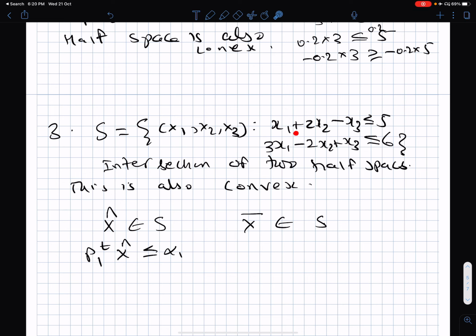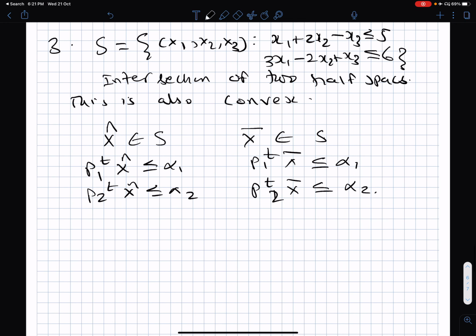The normal given by 1, 2 and minus 1 is P1, and the normal given by 3, minus 2 and 1 is P2. So I'll get P2 transpose x bar less than or equal to alpha 2, and not x bar, I'm sorry, x hat. And then x bar also, because it belongs to set S, is in the half space of the other hyperplane also. So P1 transpose this is also in this half space, and x bar is also in the other half space.